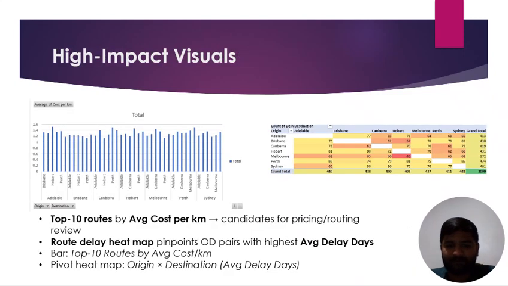Next slide. High impact visuals. The bar chart regarding pricing and routing shows the top 10 routes with the greatest average cost per kilometer. These are excellent candidates for further consideration. The pivot heat map displays the average delay days for each origin destination pair, allowing for a quick identification of the routes with the longest delay.